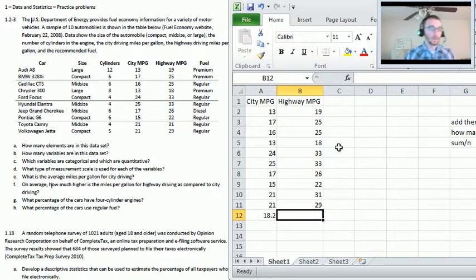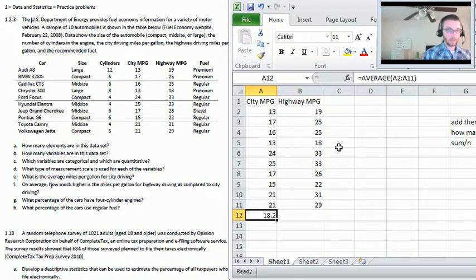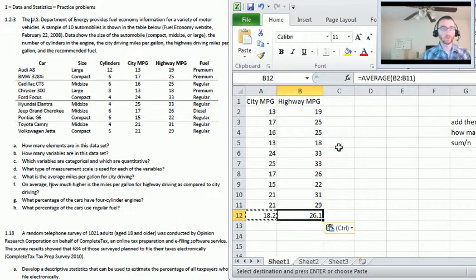Okay. Now, on average, how does this work? I already calculated it here, so I can copy and paste that. I just use Control-C, Control-V to copy and paste. Another way to do it is Control-R, which fills to the right. And that's my average highway miles per gallon. That's not what the question is asking, though. The question is asking, how much higher is that compared to city driving?